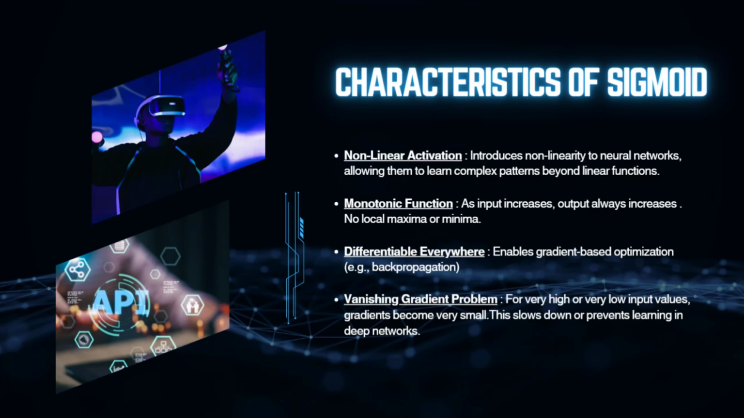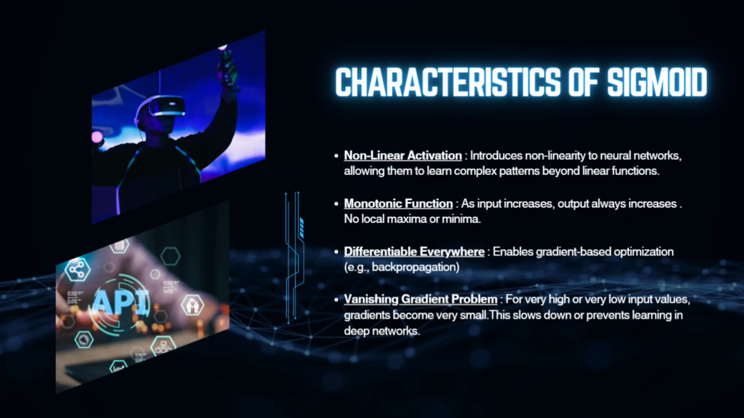So, what makes the sigmoid function special? Let's look at its main characteristics. First, it's a non-linear function. This is super important because real world data is almost never simple enough to be described by a straight line. Non-linearity allows our neural networks to learn complex curved patterns in data. Second, it's a monotonic function. This is a fancy way of saying that as the input value increases, the output value will always increase or stay the same, but it will never decrease. It's a smooth, predictable curve with no weird bumps.